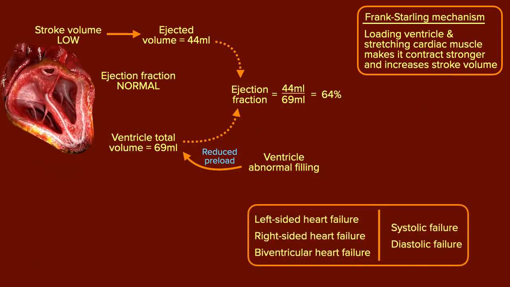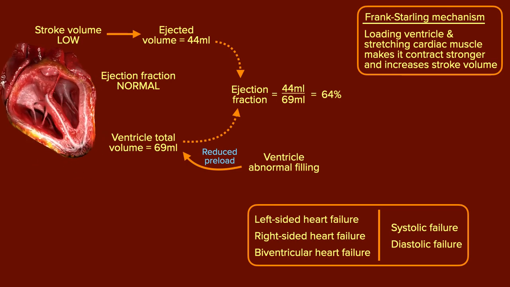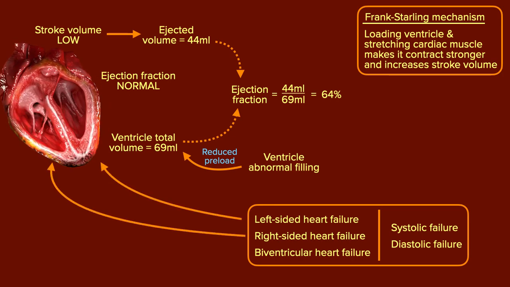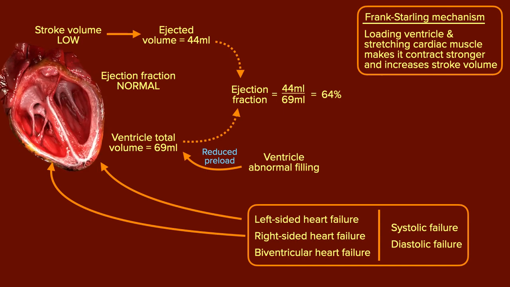So heart failure can affect the right ventricle or the left ventricle or both ventricles. So someone might have right-sided heart failure, left-sided heart failure, or both, which is called biventricular heart failure. Each of which can have systolic or diastolic failure. Having said that, if less blood exits either ventricle, it will affect the other.